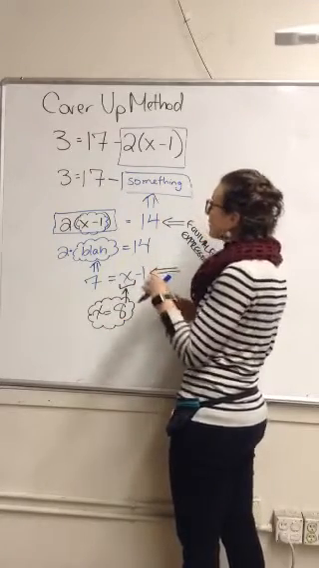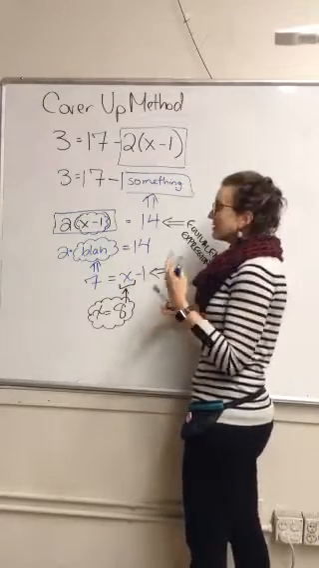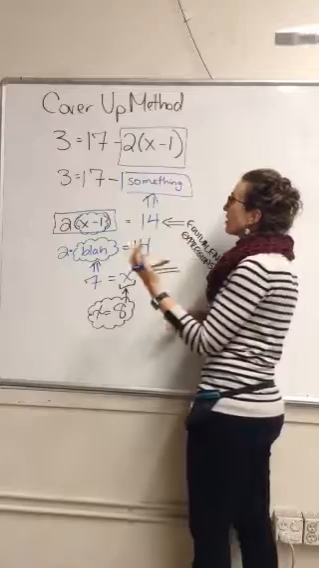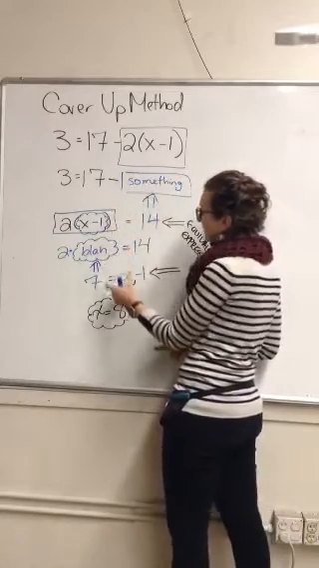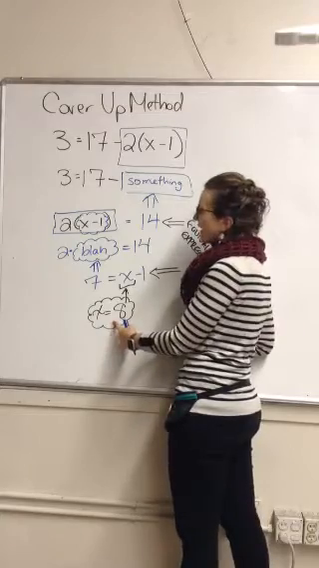The key to the cover-up method is it's a thing that you might ordinarily do in your head that you're trying to make more explicit, right? You're trying to show what are all the equivalent pieces along the way that gets you to a point where x equals 8. And I think that's actually the tricky part.